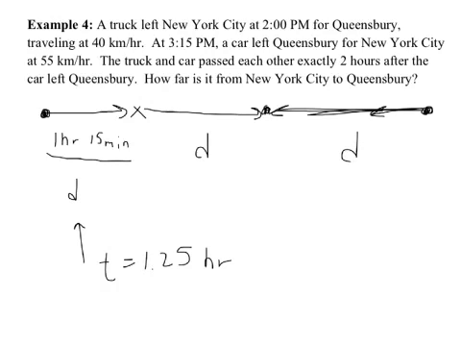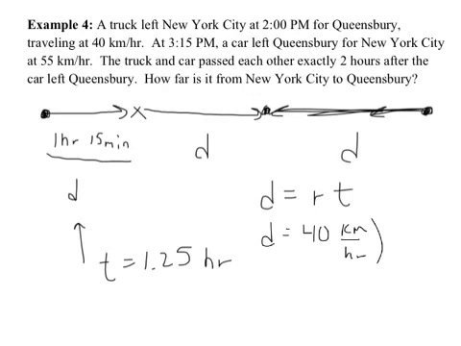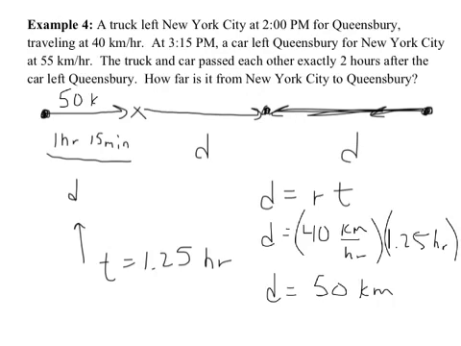Now, if 1.25 hours occur where the truck is going from New York on the way to Queensbury, we can find the distance traveled by looking at our formula D equals RT. So we start with D equals RT for this first portion of the trip. The rate at which it's traveling is 40 kilometers per hour, and it's traveling for 1.25 hours, and when multiplied that gives us a distance of 50 kilometers. So that tells us that this leg of the trip is 50 kilometers right here.